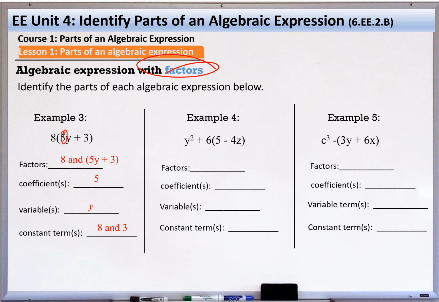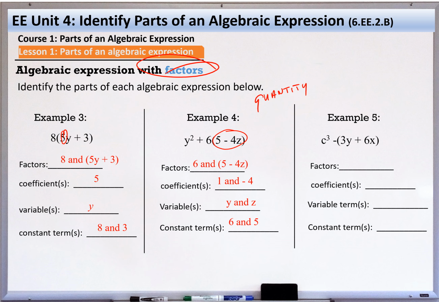Okay. So number y squared plus 6 times the quantity of 5 minus 4 times z. My factors are 6. So I'm multiplying 6 times the quantity of 5 minus 4z. And I say the word quantity because for me, that makes it clear that this is together if someone was just listening to what I was saying.